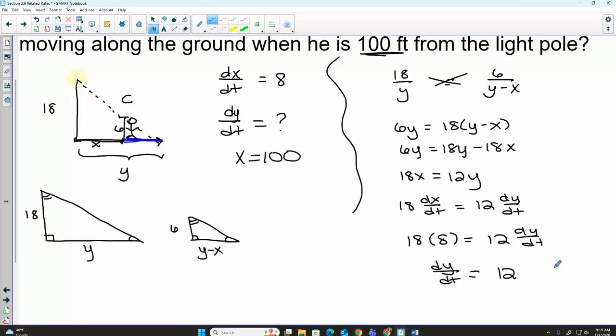What would my units be? y is in feet, time is in seconds. So it's moving away 12 feet per second.